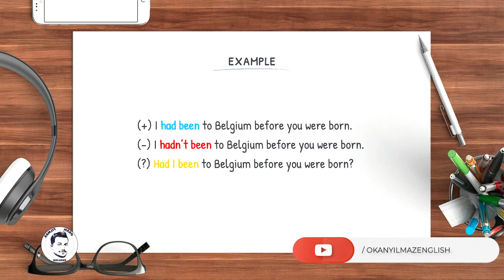Other examples, I had been to Belgium before you were born. I hadn't been to Belgium before you were born. Had I been to Belgium before you were born? Easy. Had been, hadn't been, had I been. Classic.